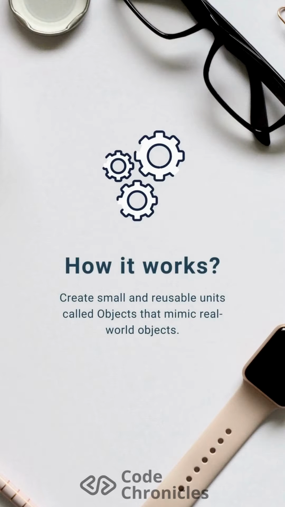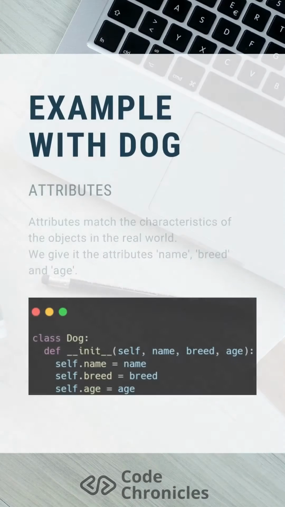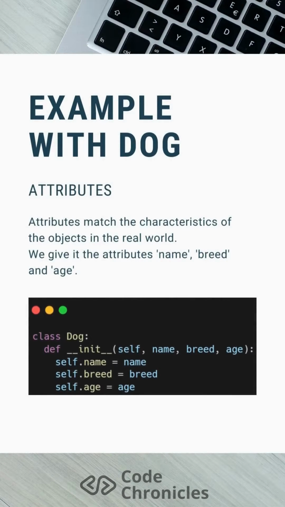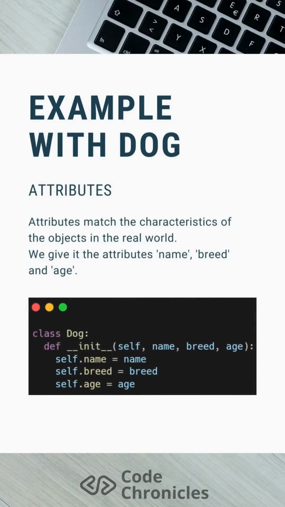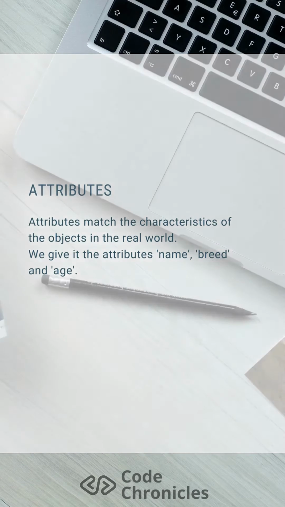Object-oriented programming allows you to create objects that have their own properties and behaviors, which can make your code more modular, reusable, and organized. The attributes of a class match the characteristics of the object in the real world. A dog, for instance, can have a name, breed, and age. This is how we declare it in Python.